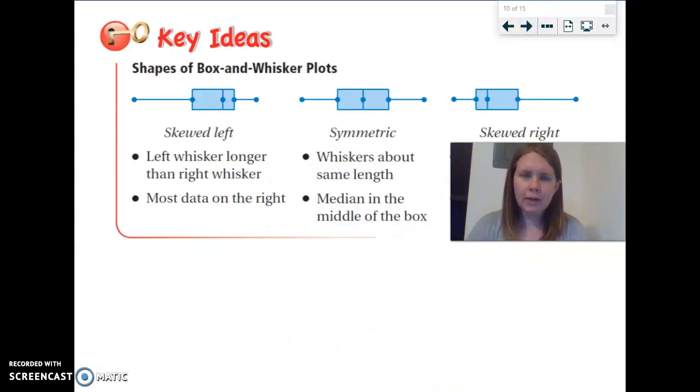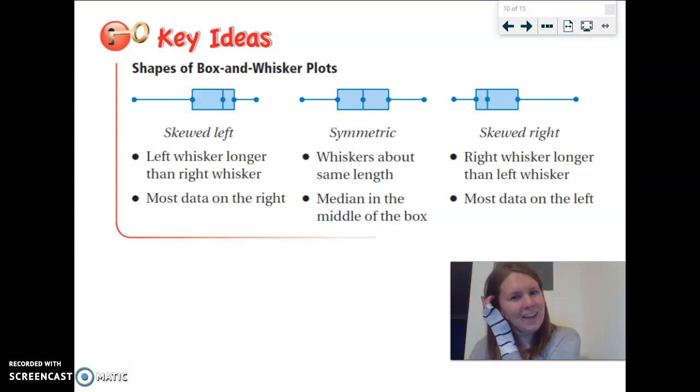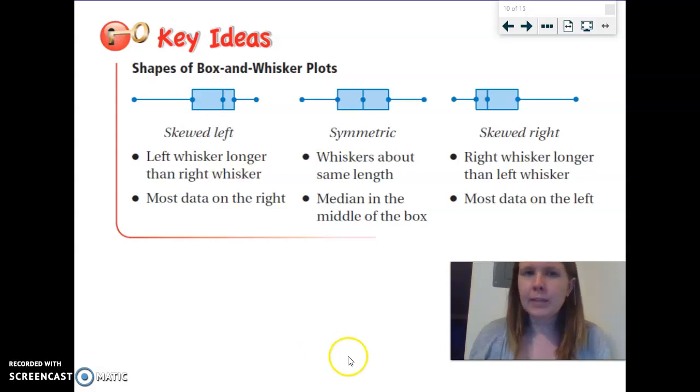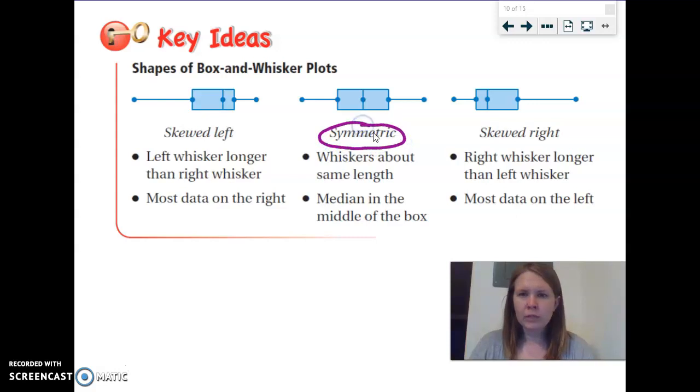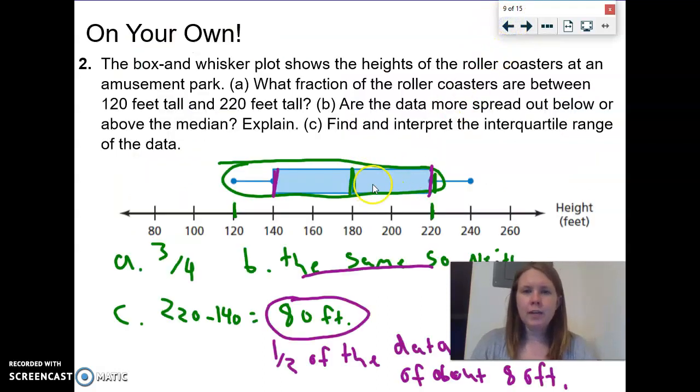All right, so we've got another key idea here. Lots of key ideas in this lesson. So this actually comes back to what we were talking about in the last lesson of 10.3 and things that are skewed or symmetric. So remember when things are symmetric, it looks to be that you could fold it in half easily, like right down the median here. The whiskers are going to be about the same length, and the median is going to be in the middle of the box. So for this one, I would say this is symmetric because it's about the same distance on each side.